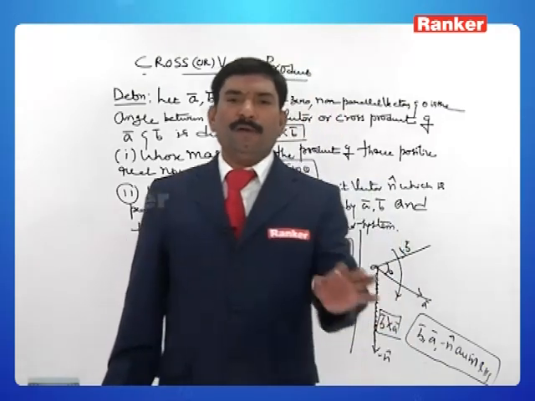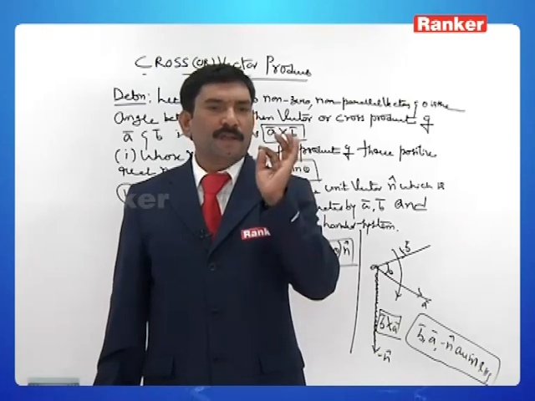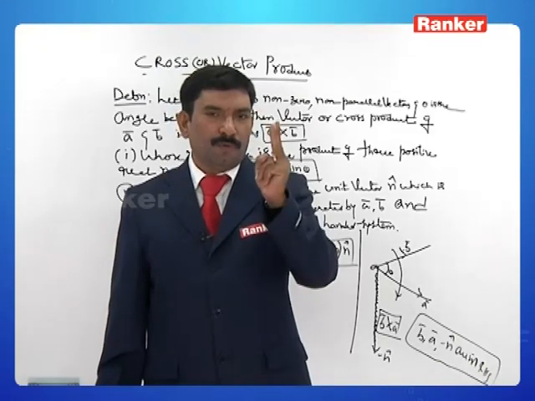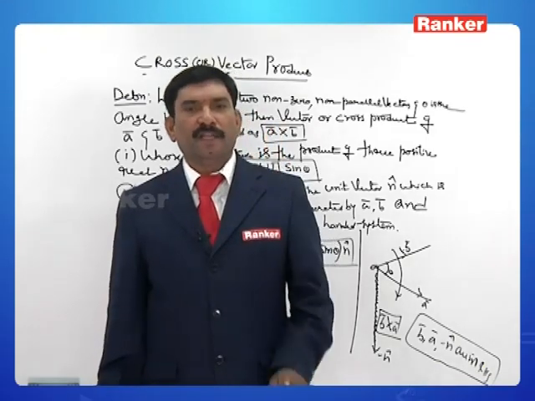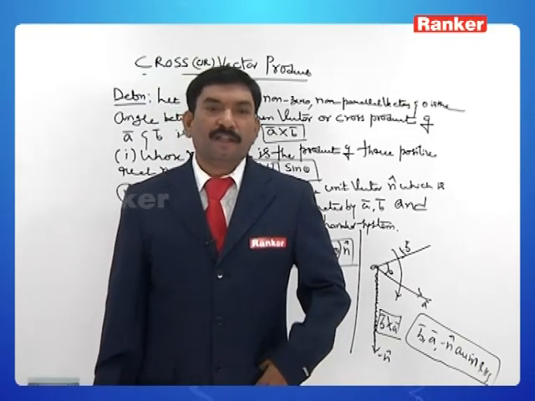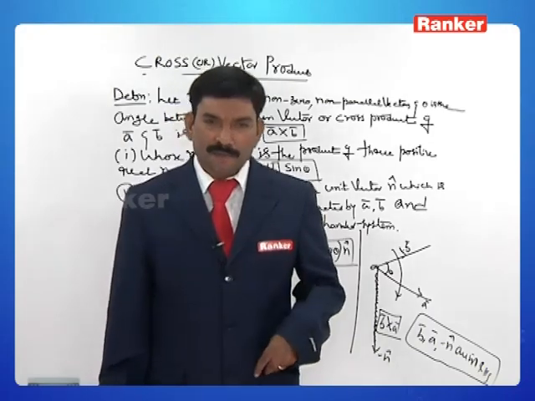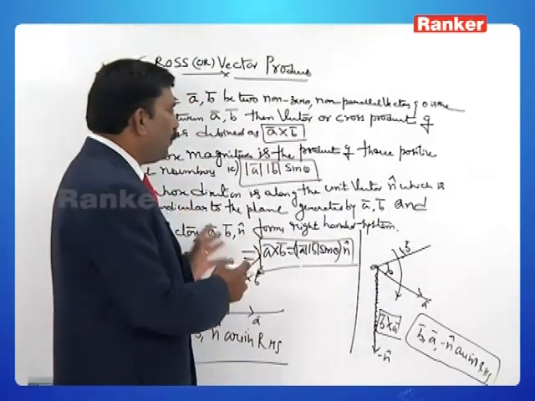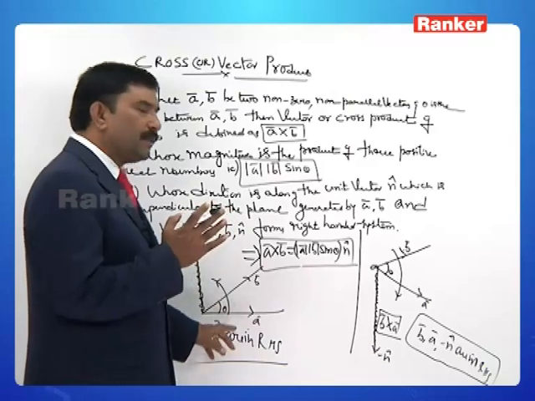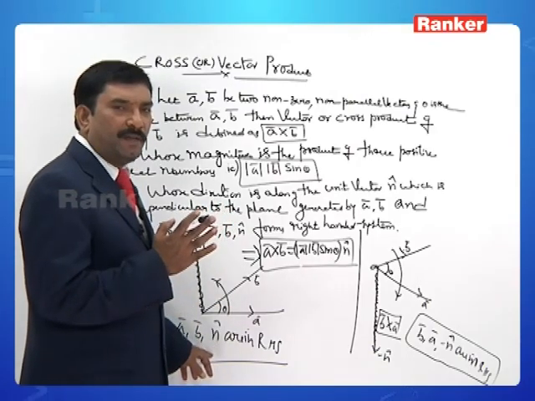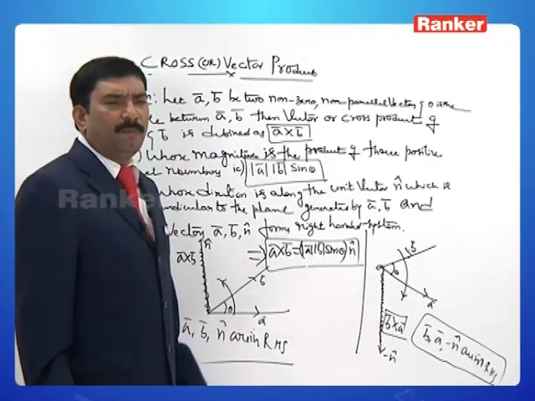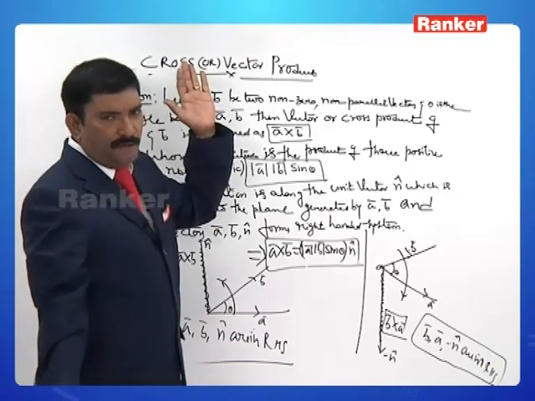So hereafter, the number of unit vectors which are perpendicular to the plane containing A bar and B bar is only two. One is n cap, other is minus n cap. One is in positive direction, other is in negative direction. So from this figure, what we understood is A cross B is a vector which is perpendicular to the plane containing A bar and B bar. B cross A is also perpendicular to the plane containing A bar and B bar, but is in this direction, in the opposite direction.